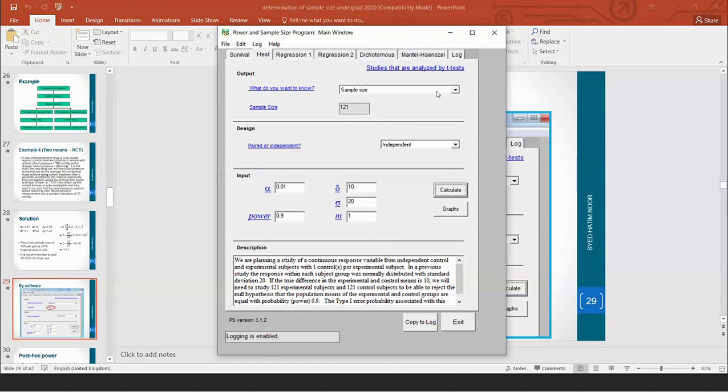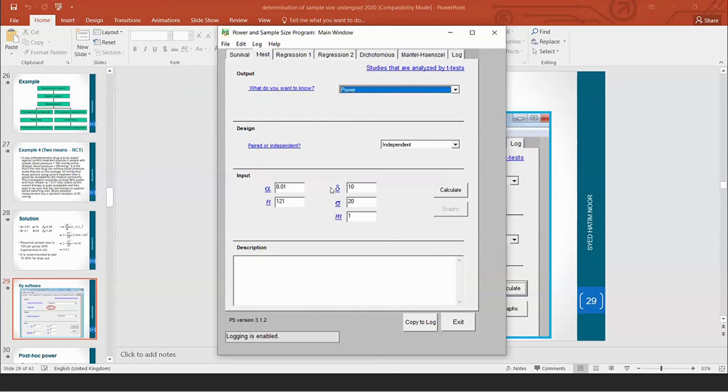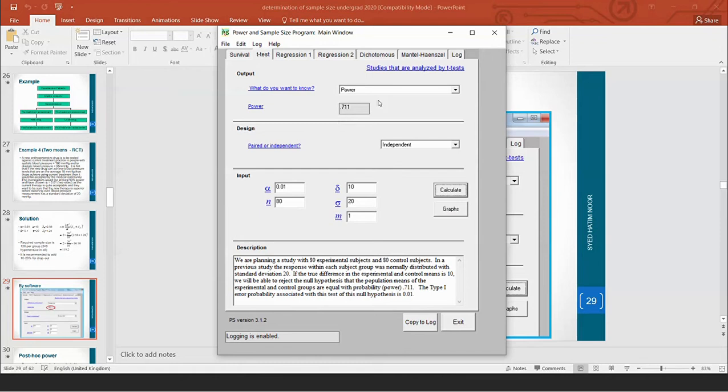So what do you want to know? You want to know power. The alpha and all these other parameters are the same. Now your sample size becomes 80 per group. Remember, this is per group. You calculate, and your power now becomes 71%. From 90%, your power has already reduced to 71%.